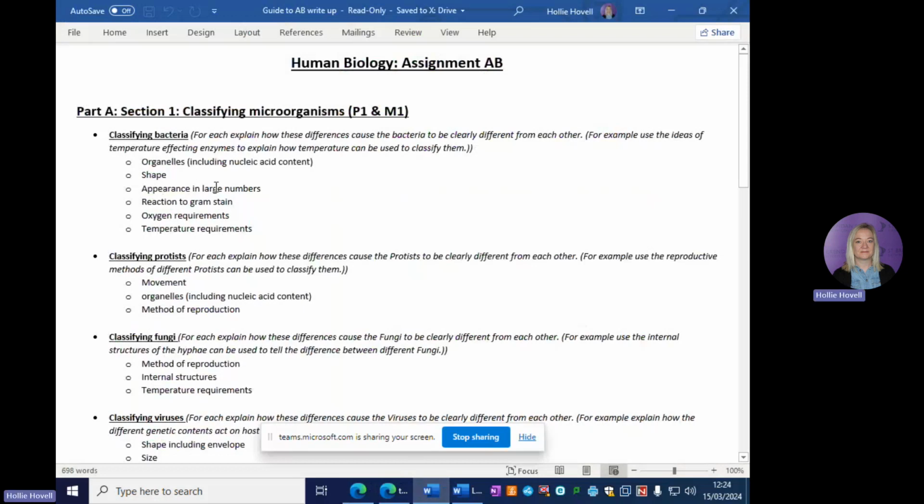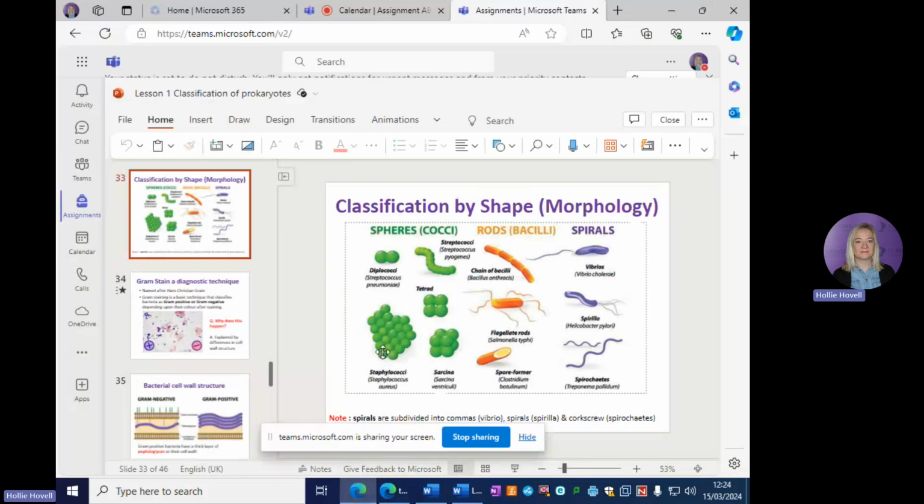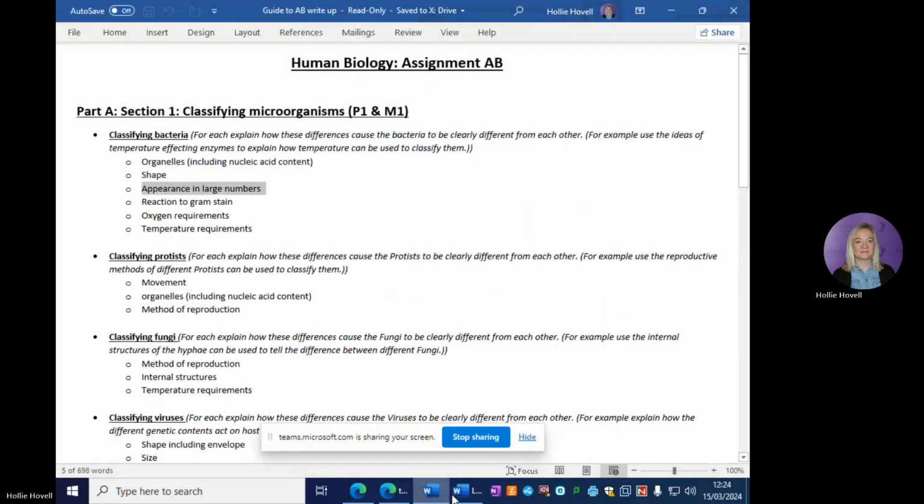The next one is appearance in large numbers. Lots of bacteria are not found on their own. You can talk about how staphylococci are always found in these bunches, almost like grapes. You could talk about streptococci and how they are always in lines. You could talk about chains of bacilli. Sometimes we can tell bacteria apart because some of them are on their own, some are in pairs, in fours, or in larger groups.